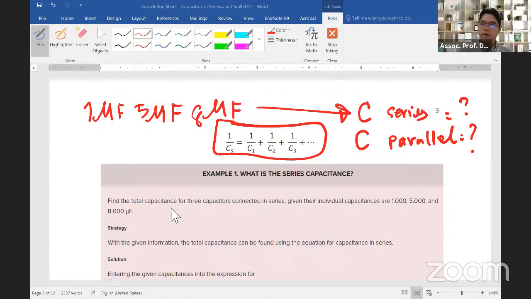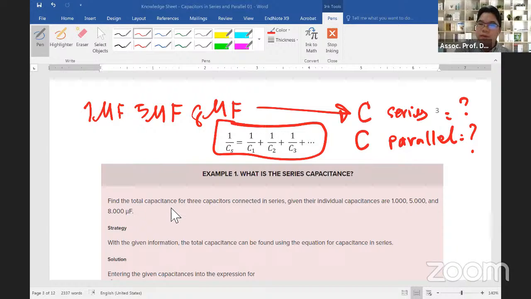So in the calculation, in detail, when you use parallel, it's very easy, right? Because you just combine them together: 1 plus 5 plus 8. So in parallel it's very easy. 14 microfarad in parallel.